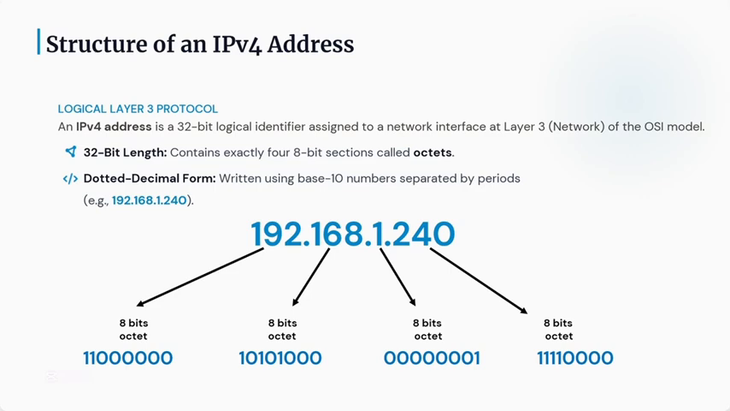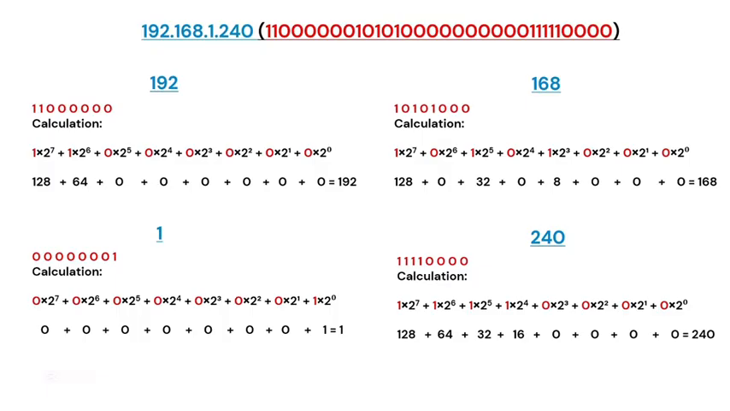Now let's apply this to an actual IPv4 address. At layer 3 of the OSI model, an IPv4 address is a 32-bit logical identifier assigned to a network interface. This 32-bit length is divided into exactly 4 8-bit sections called octets. For human convenience, we write it in dotted decimal form, like 192.168.1.240. But your computer and router read that exact address as a long string of 32 binary bits grouped into 4 distinct octets.